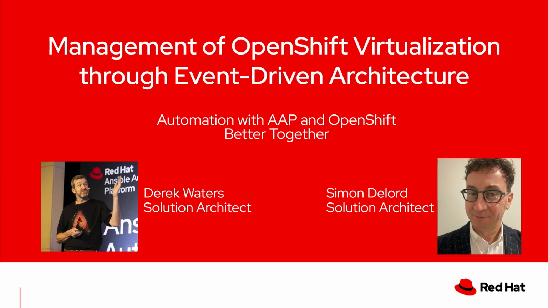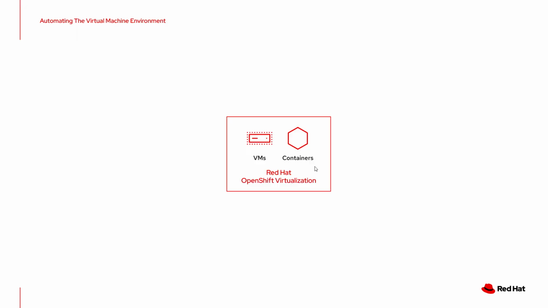OpenShift Virtualization is a component of Red Hat's OpenShift application platform that lets you manage virtual machines in a modern, hybrid cloud-ready Kubernetes environment. But what might that look like? Okay, here's our OpenShift virtualization environment. It can host both long-lived virtual machines and short-lived ephemeral containers.